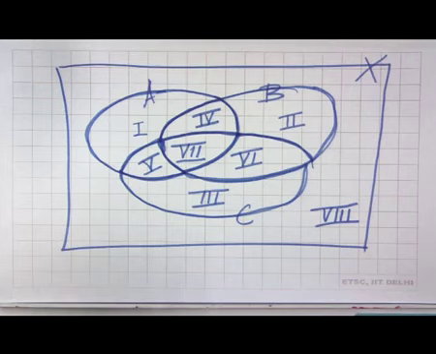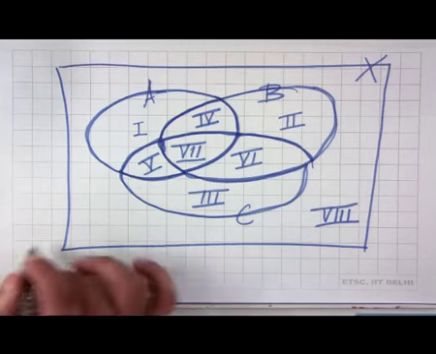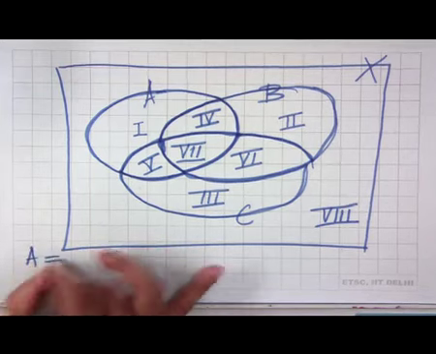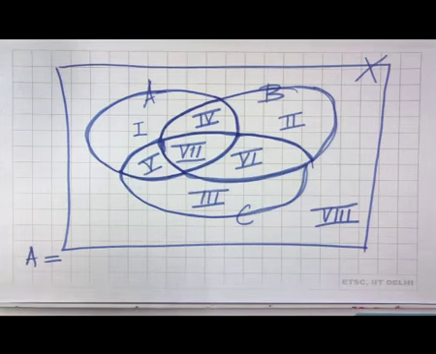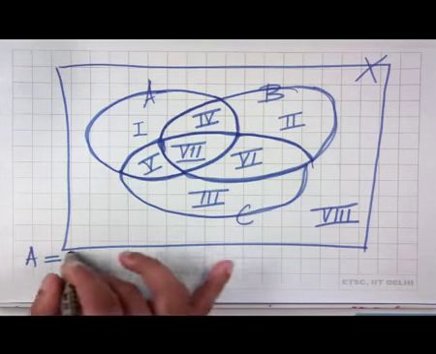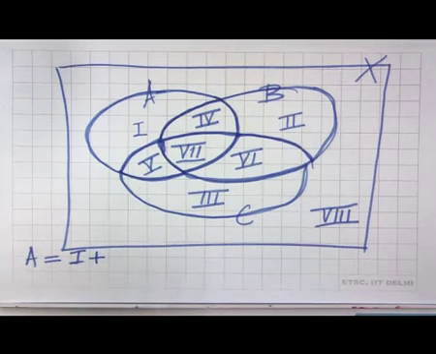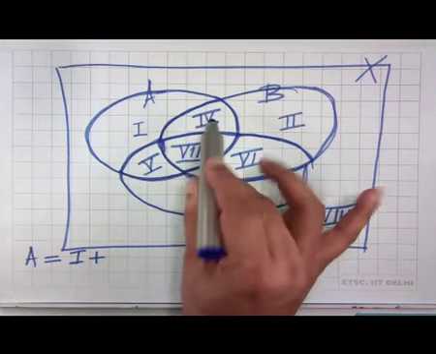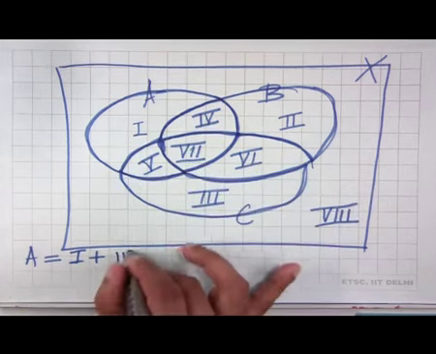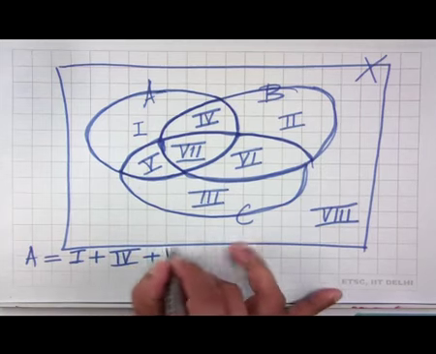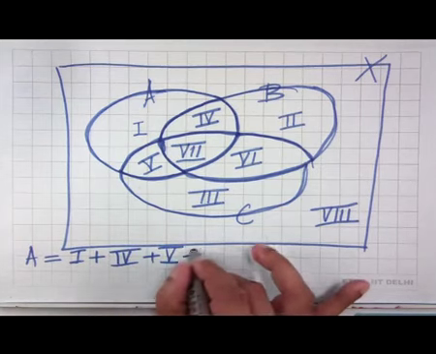In terms of set theory or set theoretic notation, each of these regions can be interpreted as a set. So for example, A would be the set which contains elements enclosed by, and these regions are disjoint regions, which means that no two of these regions intersect. So 1 and 4 and 5 and 7.